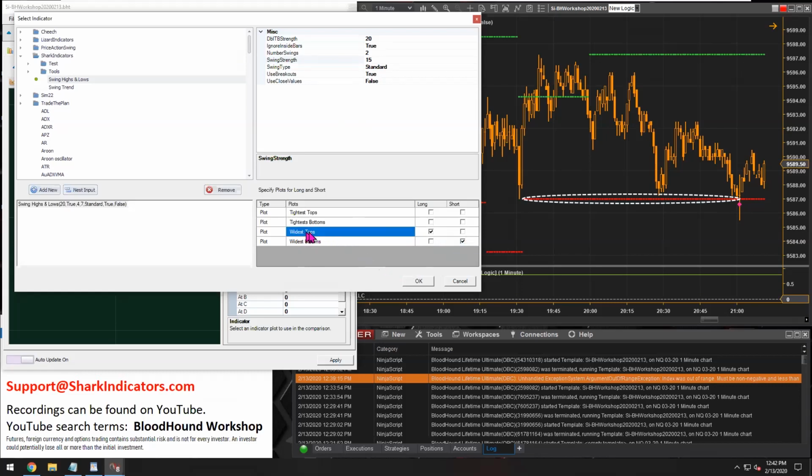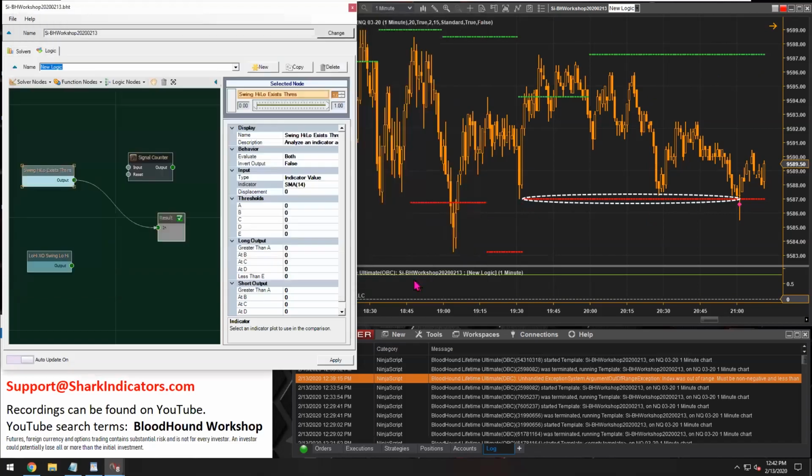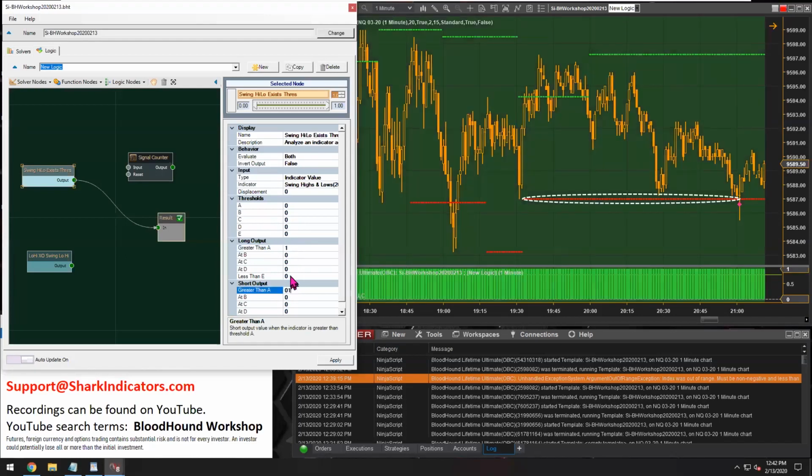All right. So what I'm doing here is, if the widest tops plot exists, I'm going to get a long output. In other words, whenever the green plot exists, I'm going to get a long output. And if our swing lows exist, which is the widest bottoms, I'm going to get a short output. And so for the outputs, I'm going to do this.